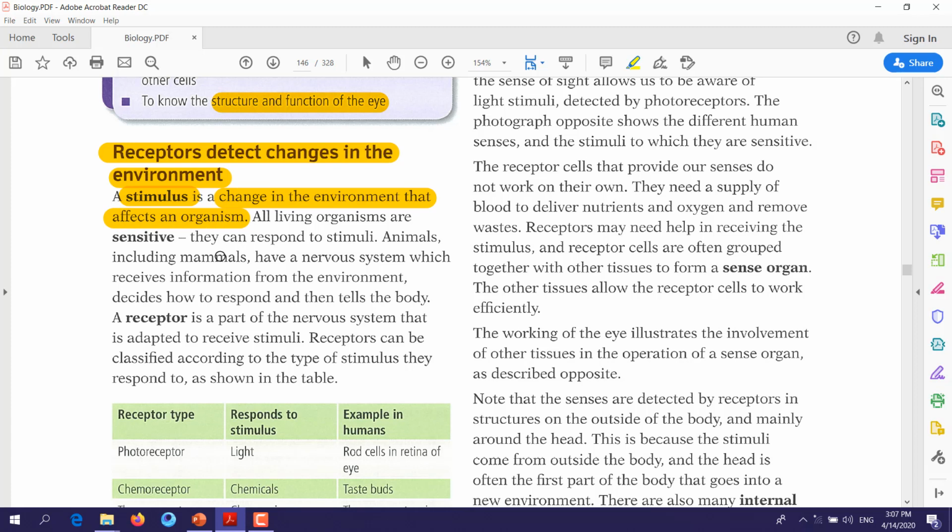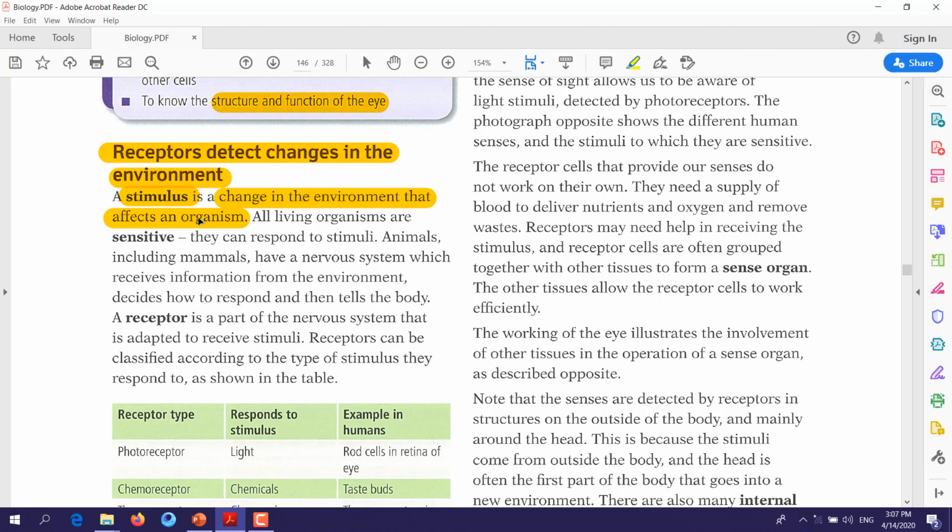So for example, let's say the environment temperature. When the environment temperature changes, it will affect our body. Another example, light. If the light in the environment changes, it will also affect our body. So the temperature and the light are examples of what? Examples of a stimulus. So again, a stimulus is a change in the environment that affects an organism.